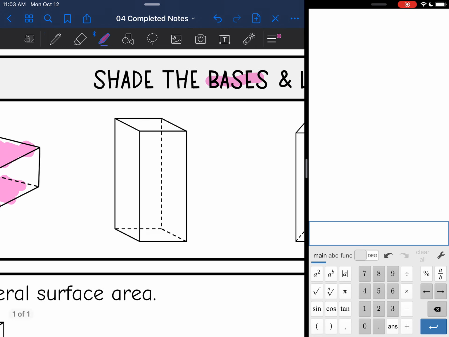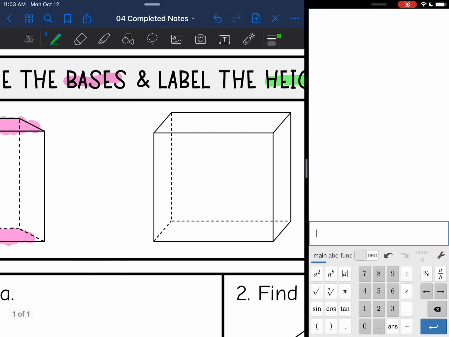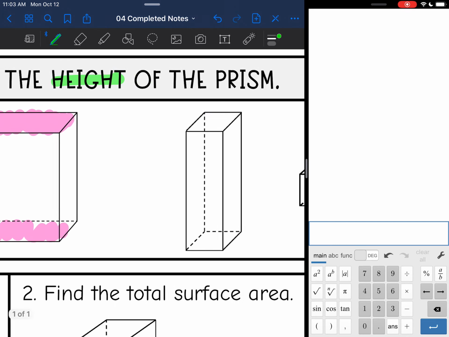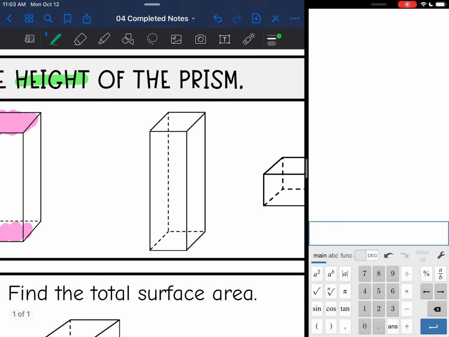So I'm going to do the same thing here, use the bottom and the top as my bases, and that'll make the vertical distance the height. Same thing here, this bottom rectangle and this top rectangle I'm going to use as my bases, which makes the height the vertical distance. I'm going to change it up on this one.